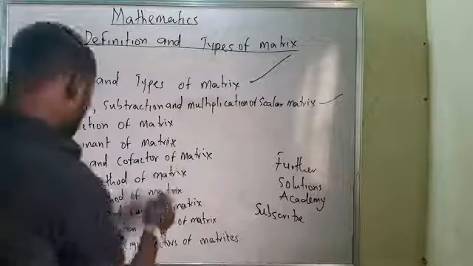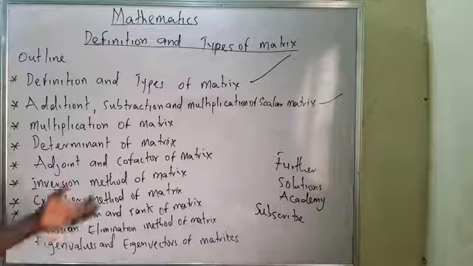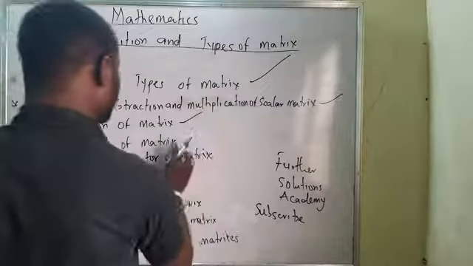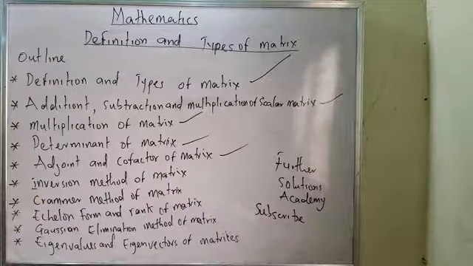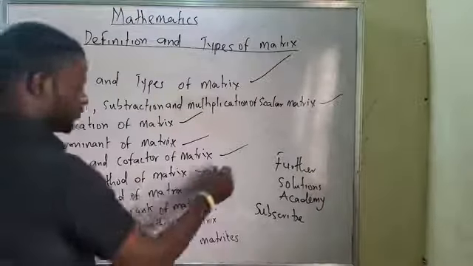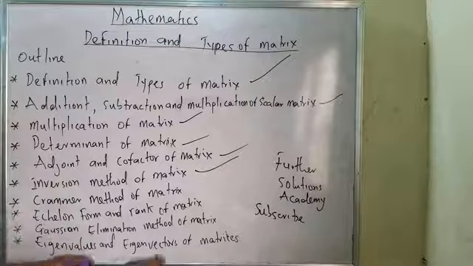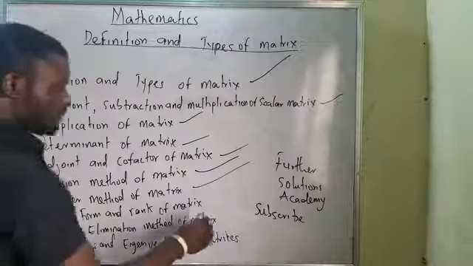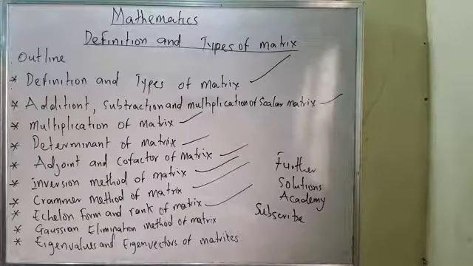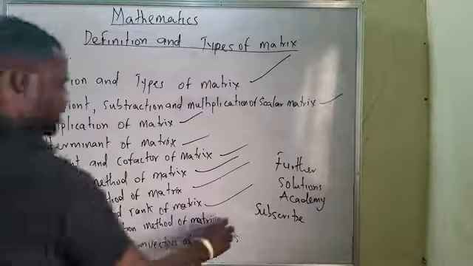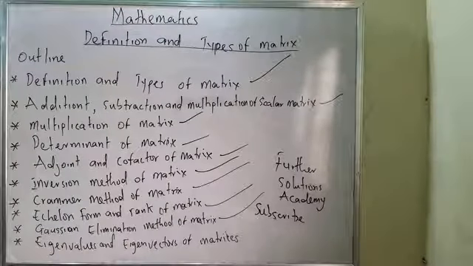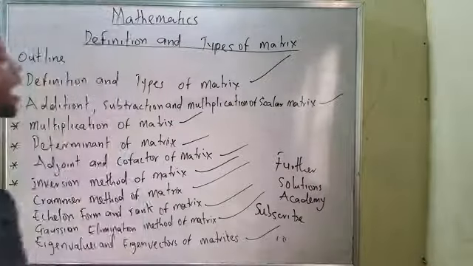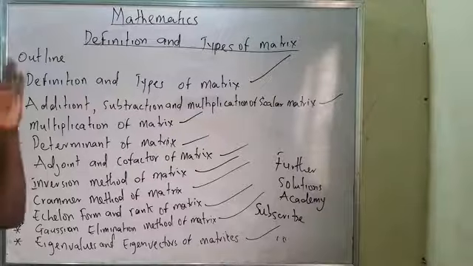Determinant of matrix, adjoint and cofactor of matrix, these are video 3, video 4, video 5, and the inversion method will be video 5. We have video 6, Cramer's rule, video 7, echelon form and rank of matrix, that will be video 8. Gaussian elimination method, video 9. And eigenvalue and eigenvector of matrix, video 10. It means I'll be having 10 videos on matrix.